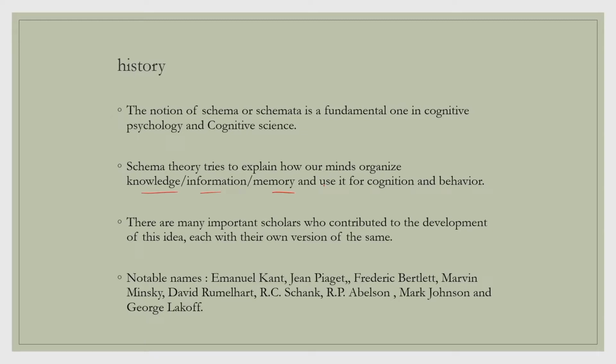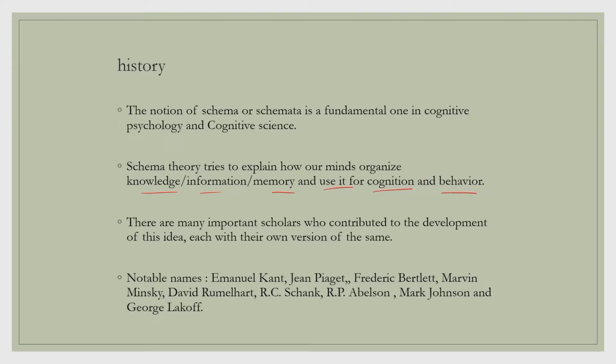It is very difficult to put them separately, so I have put them with a slash. They are not the same, but they are also not very different. They are intertwined. So, how do we store knowledge and information, and then put it in memory, and then retrieve the same when we need to use it for a later purpose? Of course, we use it for cognition and for behavior.